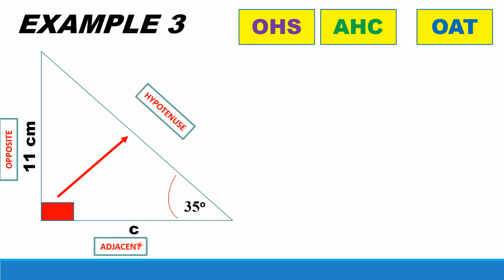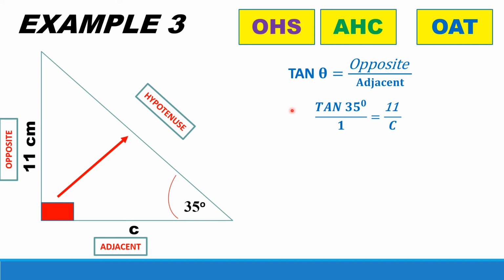So we want to find the adjacent, and we know the opposite. Opposite and adjacent, which trigonometric ratio does that fit? And it is tan. Tan theta is equal to opposite over the adjacent. And we know that the O comes first, so opposite is our numerator, and A will be the denominator, which is the adjacent. Filling in what we know, theta is 35 degrees, the opposite is 11 centimeters, and we are trying to find C. So we have tan 35 degrees over 1 is equal to 11 over C.